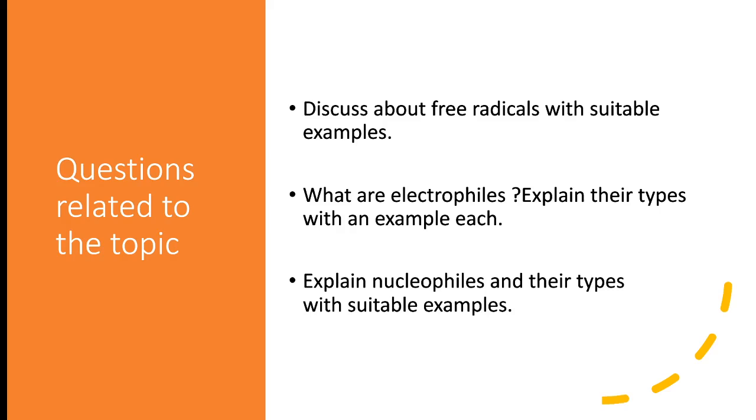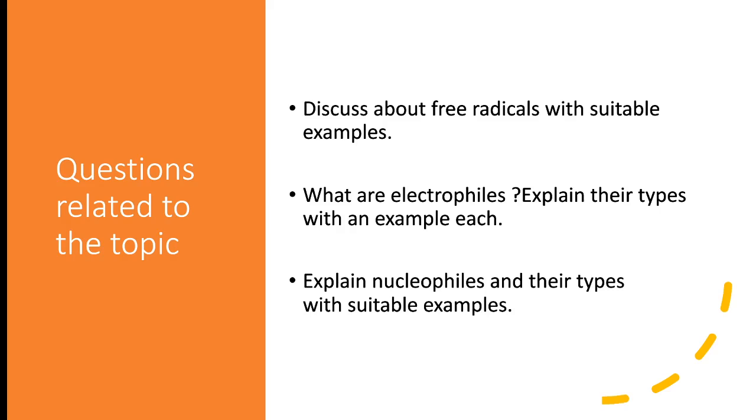Next one is, what are electrophiles? Explain their types with an example each. So, we should give the electrophile definition, how it is denoted, and in which type of bond fission electrophiles are produced. At the same time, how many types of electrophiles are present, that is positively charged ions and sometimes neutral molecules. Neutral molecules also act as electrophiles as they are electron deficient compounds. Like this, we should give examples: BF3, AlCl3, SO3. Certain examples we should also give.